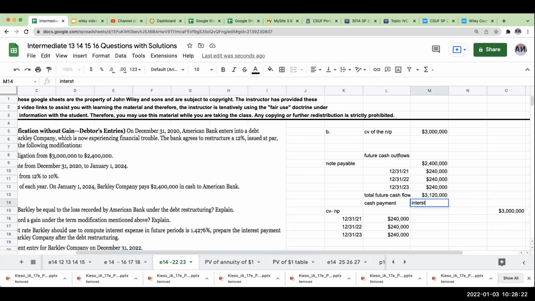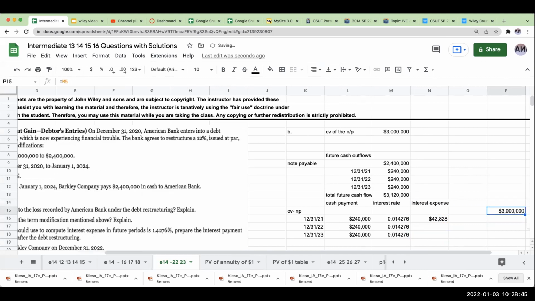So my interest rate is 0.014276. Okay, so my interest expense is basically going to be 0.014276 times the carrying value of the note payable. I'm taking this 0.014276 and multiplying it by $3 million. Okay, so that's where we're getting that number from.